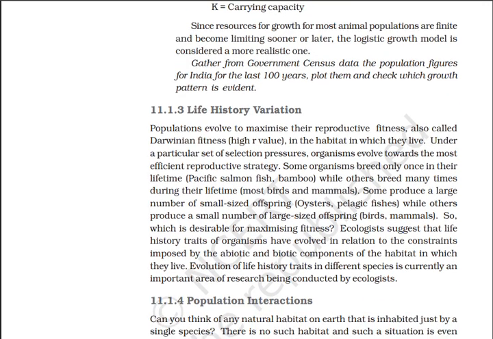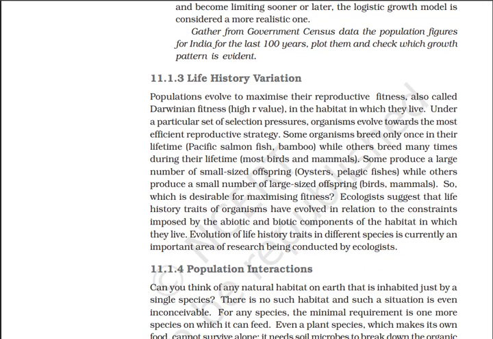Life history variations. Populations evolved to maximize their reproductive fitness, also called Darwinian fitness, high r value, in the habitat in which they live. Under a particular set of selection pressures, organisms evolved towards the most efficient reproductive strategy. Some organisms breed only once in their lifetime: Pacific salmon fish, bamboo, while the others breed many times during their lifetime: most birds and mammals.